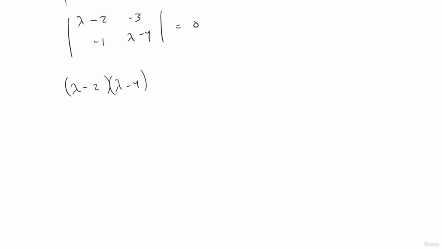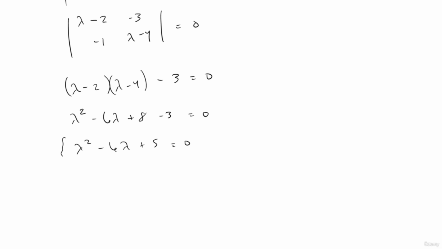lambda minus 4. And then subtracting off -1 times -3 is just +3. And we can use our good friend FOIL. You remember FOIL, first, outer, inner, last. That's going to be lambda squared, minus 2 lambda minus 4 lambda is going to be -6 lambda, plus 8 minus 3 is going to be 0. And so simplifying this down, we're going to have plus 5 is equal to 0.